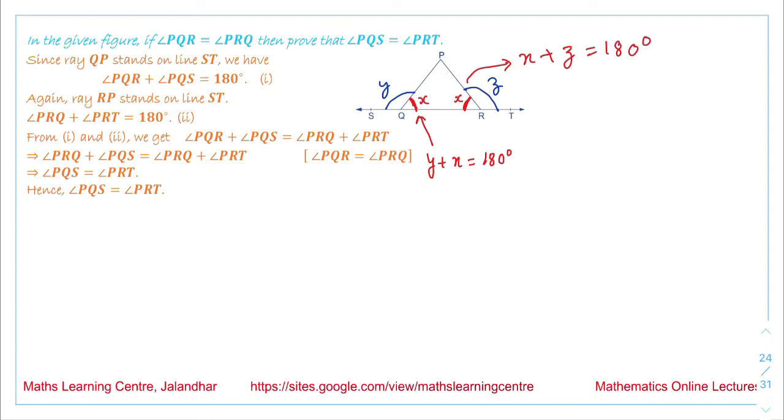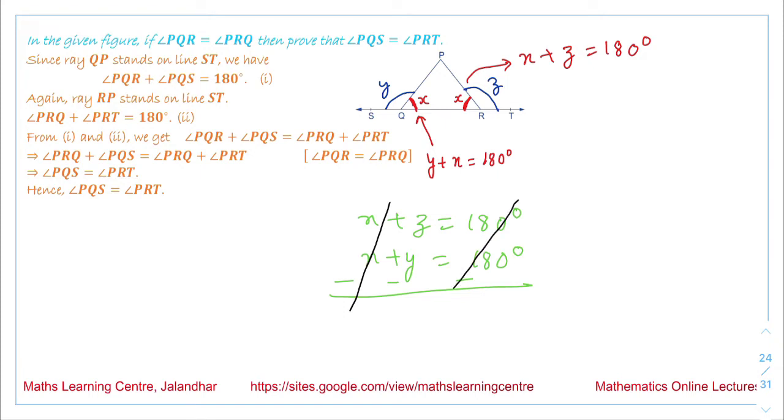So we have two equations now. One equation is x plus z is equal to 180 degrees, and the second is x plus y is equal to 180 degrees. When we subtract these two equations, x gets cancelled, and 180 minus 180 is 0. So we are left with z minus y is equal to 0, which implies z is equal to y, and this is what we have to prove.